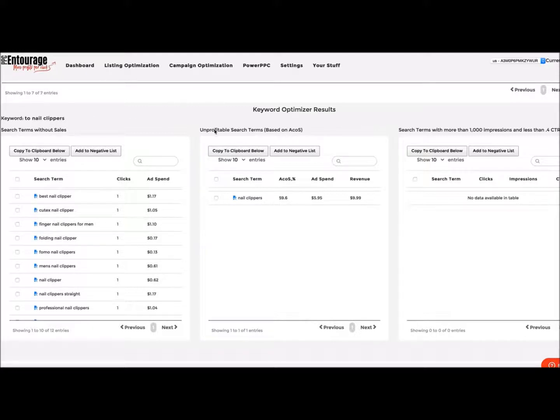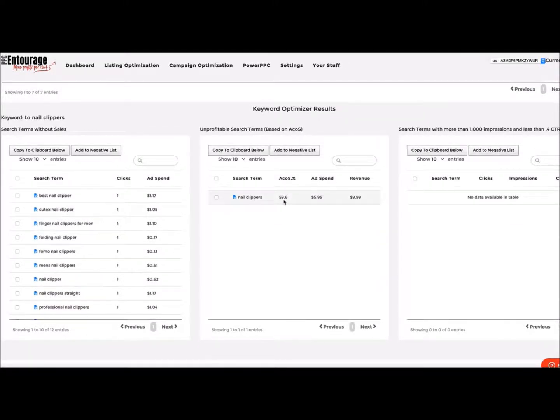Now, on this side over here, we have unprofitable search terms based on ACOS. So I wouldn't turn this off or do a negative exact on this one, but you can see some search terms that are getting sales, but they're unprofitable sales, and they're going to show up in this bucket. The bucket over to the right are going to be the search terms that are really draining your CTR percentage. And keeping a good CTR percentage is important. So all of the search terms that have more than 1,000 impressions and less than a 0.4 CTR percentage are going to show over here. You also will be able to see how many clicks it has. This way you can do a negative exact on those and direct traffic to the search terms that are making the most amount of money.